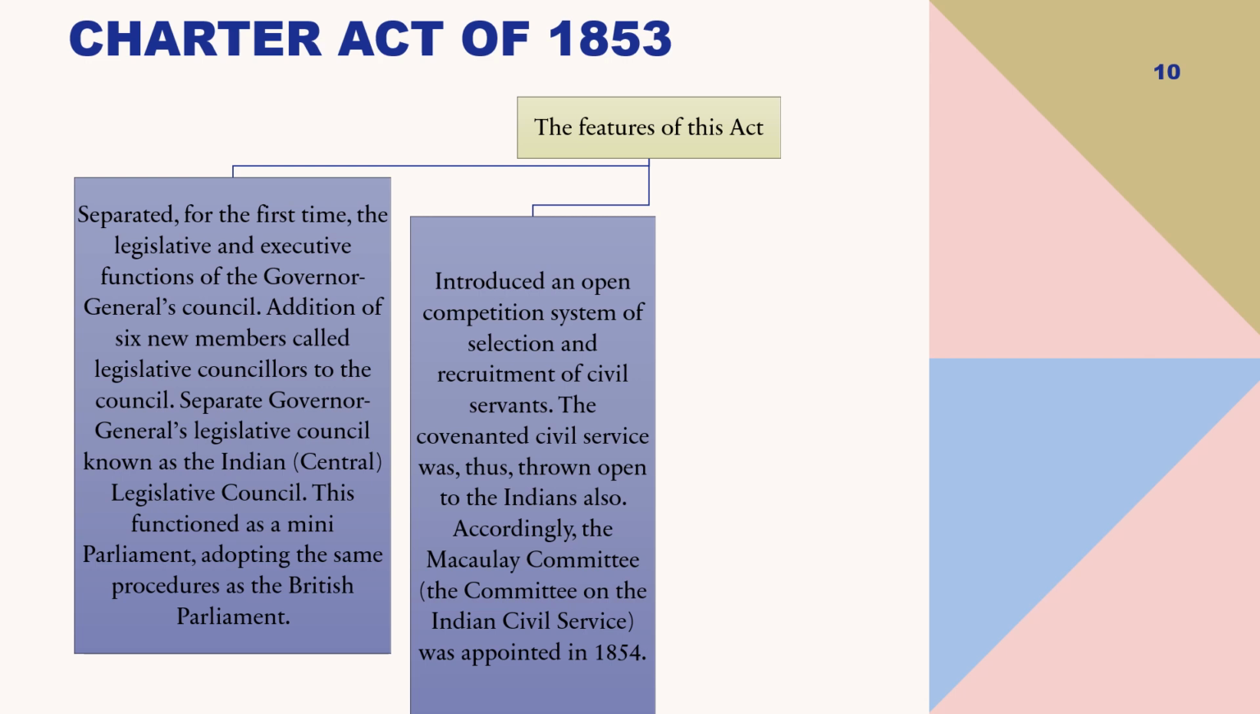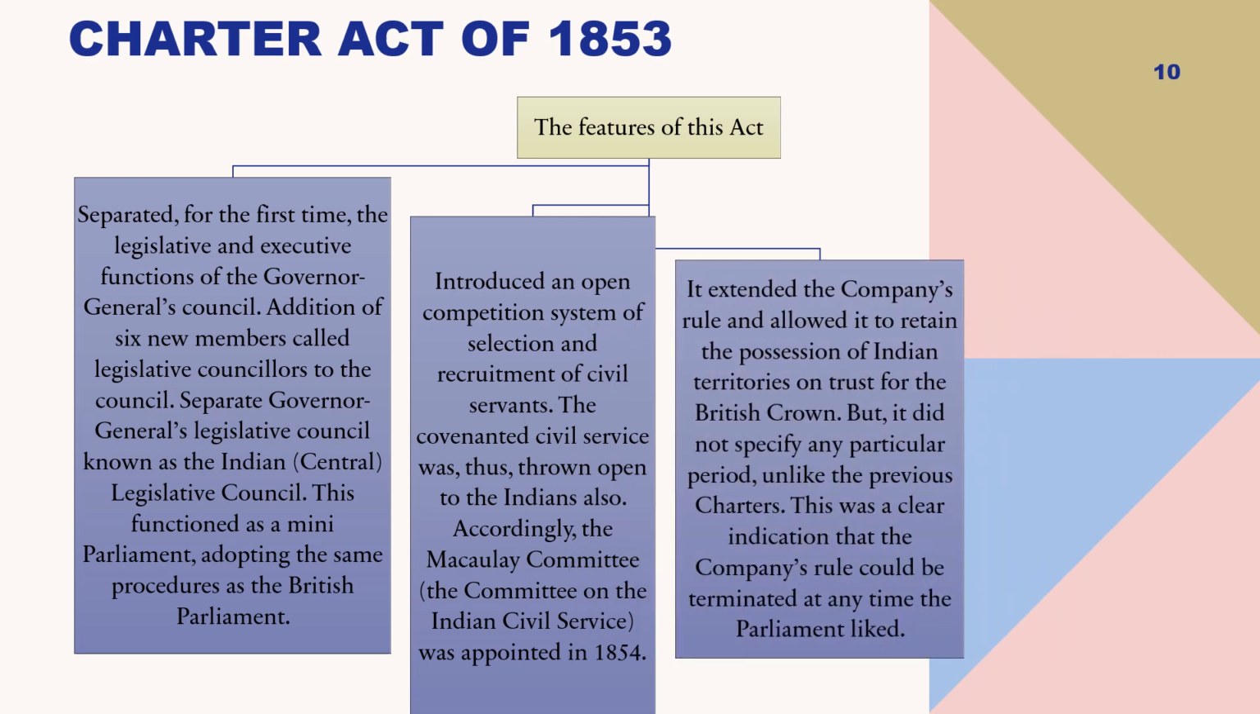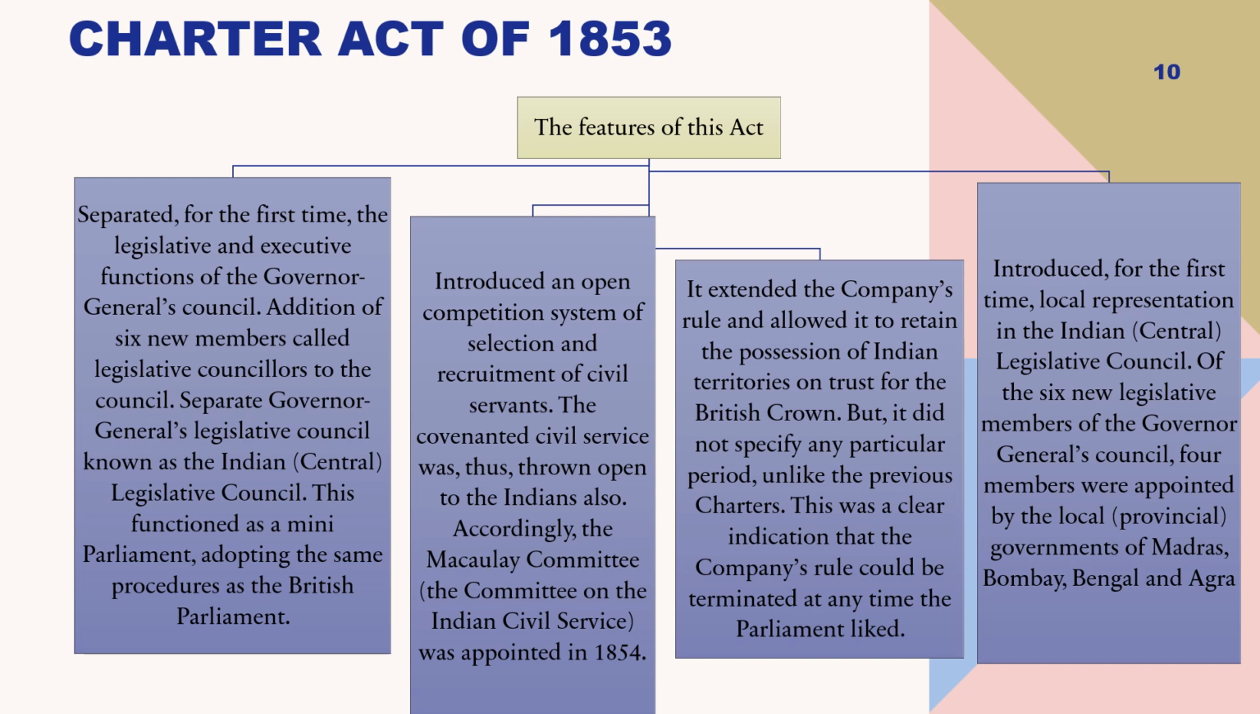And this act introduced an open competition system of selection and recruitment of civil servants, and it threw open this coordinated civil service to Indians also. And it appointed a Macaulay committee for the Indian civil service, and it extended the company's rule and allowed it to retain the possession of Indian territories on trust for the British Crown, but it did not specify any particular time period. Before this act, there was a specified time period. That's a 20 years time period was there.